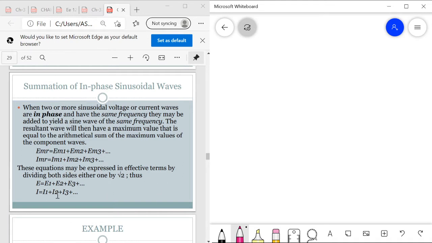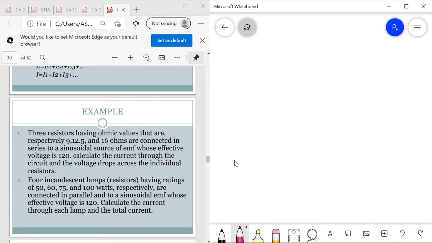So these equations may be expressed in terms of root mean square or effective value or RMS by dividing both sides by the square root of 2. Kung gusto mo namang kunin yung mga RMS values nito, your E maximum resultant, you just divide it by square root of 2. Ganon din yung I maximum resultant.